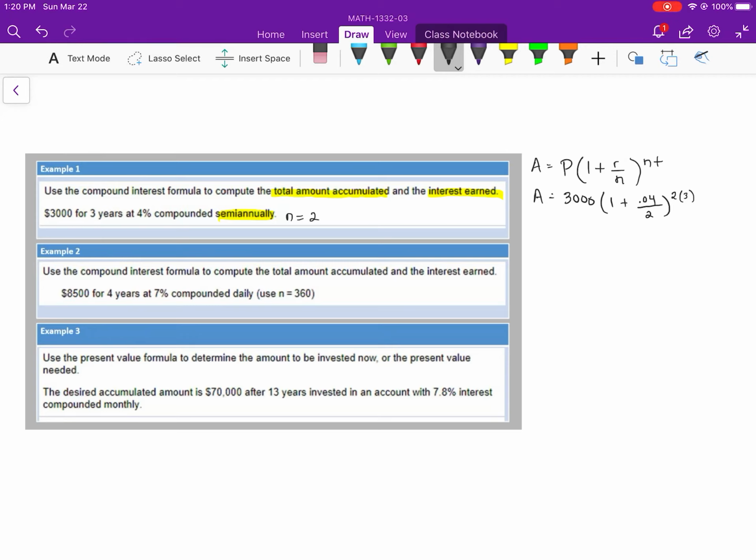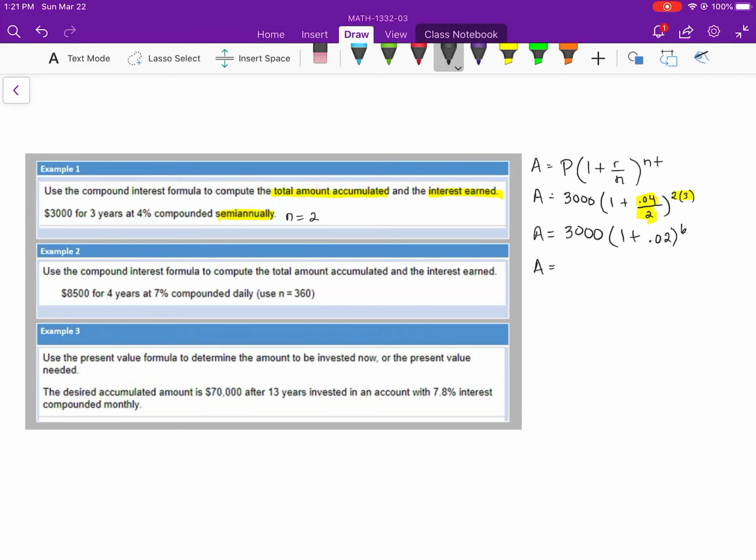Alright, N times T. N was 2. My time happened to be 3 years. Alright, so let's simplify this a little bit. So A equals 3,000 times 1 plus, let me grab my calculator here, 0.04 divided by 2. That comes out to 0.02. And then let's go ahead and multiply that 2 times 3, which is my exponent, and that's going to be to the 6th power.